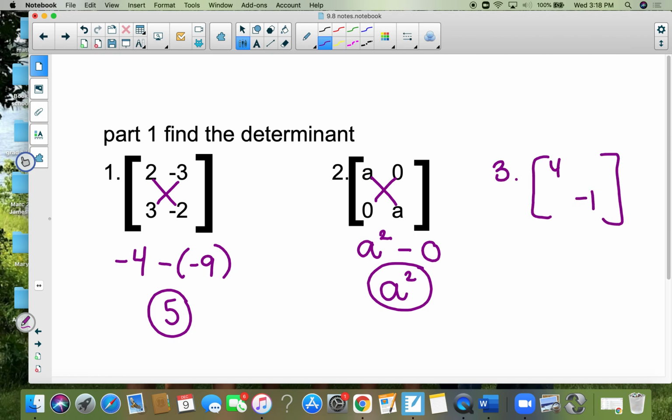4, negative 1, negative 2, and 3. I'll do one like this. So let's make this one negative right here. Negative 4 minus a negative 2 times a negative 3, which is a positive 6. Negative 4 minus 6 is a negative 10. That's how you find the determinant of a 2 by 2 matrix.